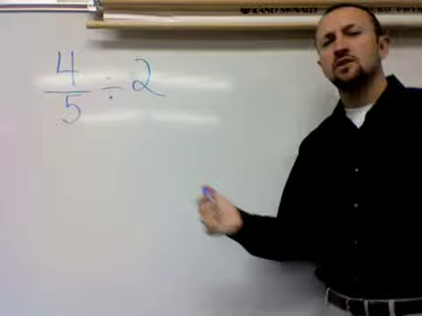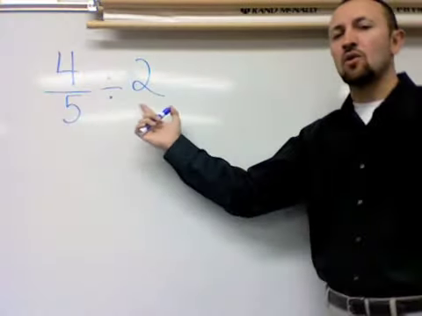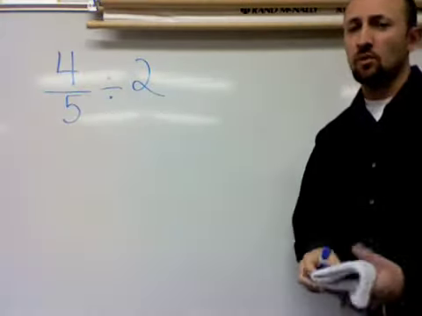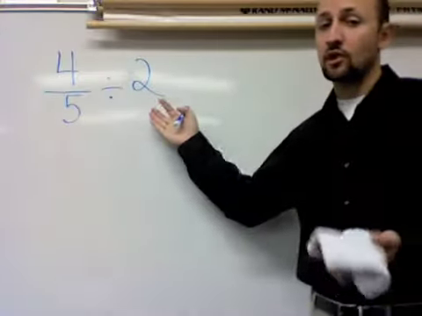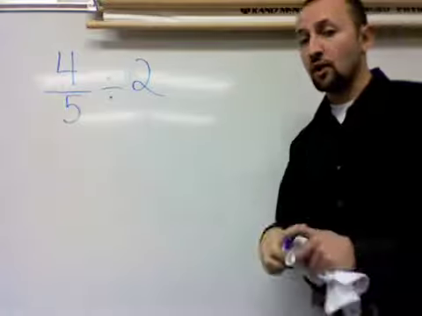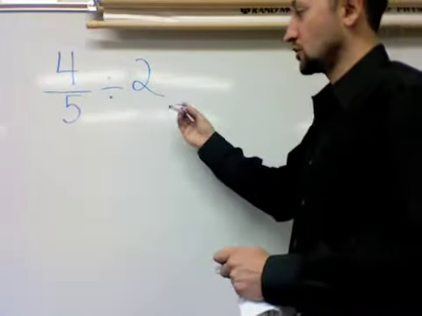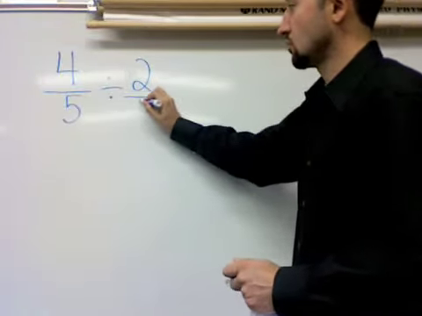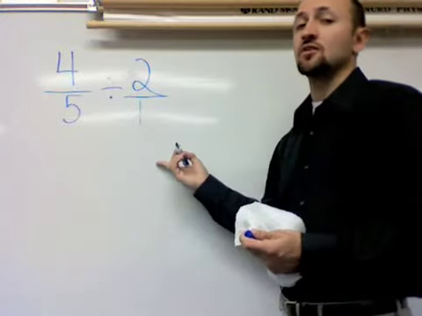Now we're going to look at how we take a fraction and divide it by a whole number. And just like multiplying what we did yesterday, if we have a whole number, we can turn it into a fraction by putting a fraction bar and a 1 underneath it. So 4/5 divided by 2. All I have to do is turn this 2 into a fraction. Now I'm set to go.